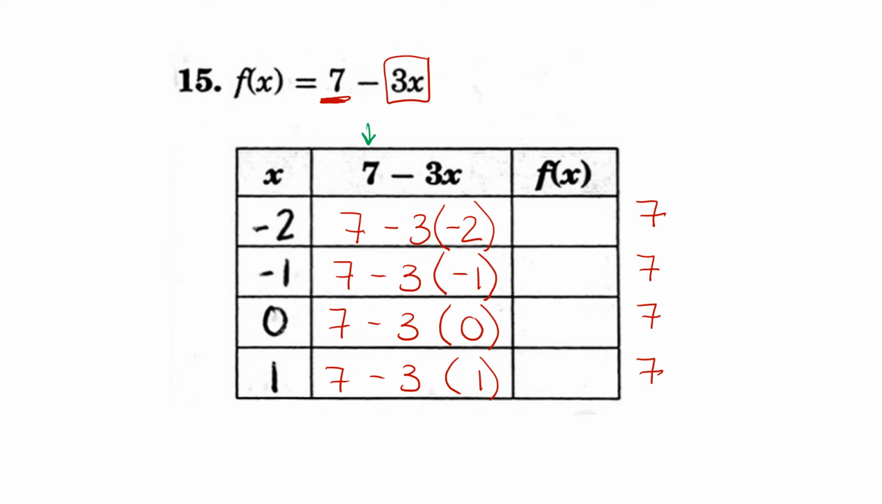So negative 3 times negative 2, two negatives make a positive 6. 7 plus 6 is 13. Same thing with the next one. The negative 3 times the negative 1. Two negatives make a positive. 7 plus 3 is 10. The negative 3 times 0 would just be 0. 7 plus 0 is 7. The negative 3 times 1 is just negative 3. 7 minus 3 is 4.